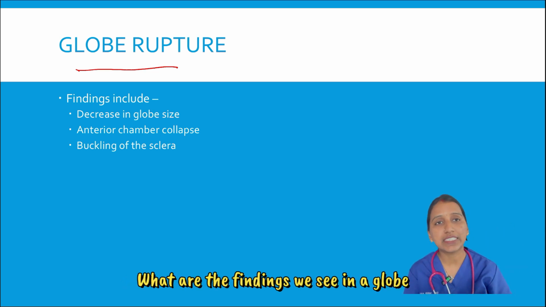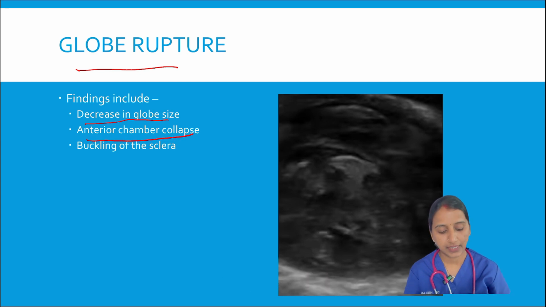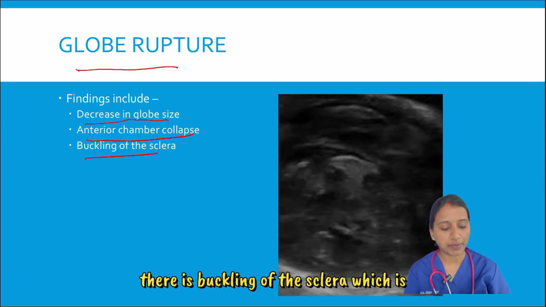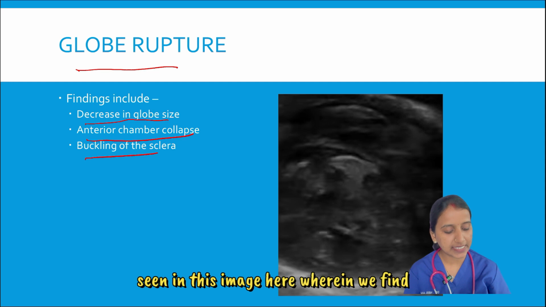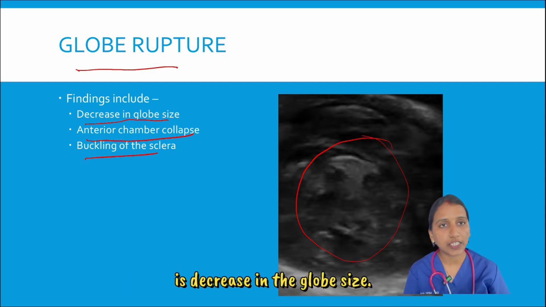What are the findings we see in a globe rupture? We see a decrease in globe size. We see that the chambers are collapsed. There is buckling of the sclera, which is seen in this image here, wherein we find that the chambers are collapsed and there is decrease in the globe size.